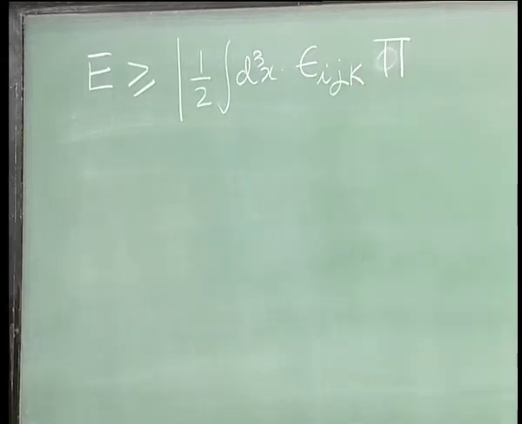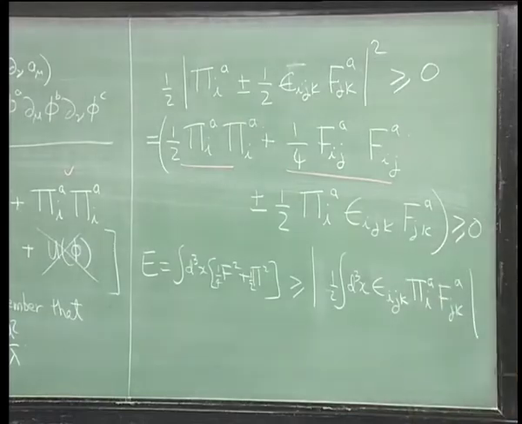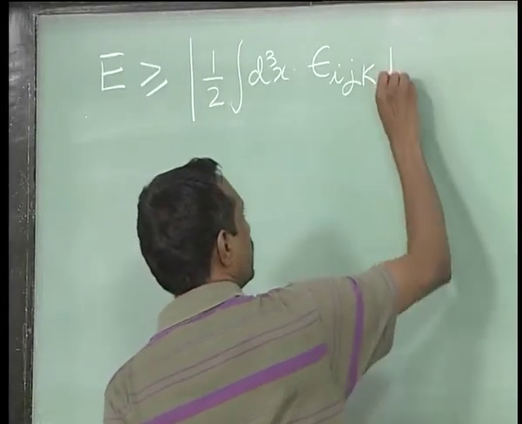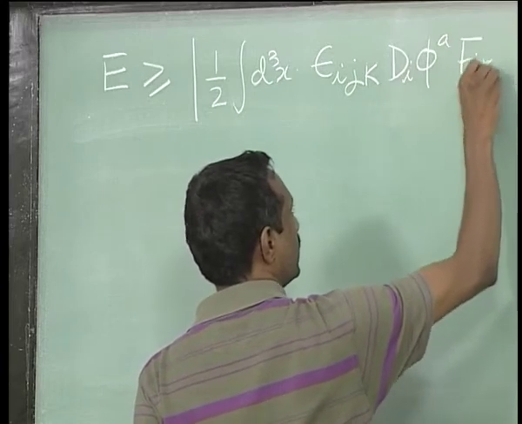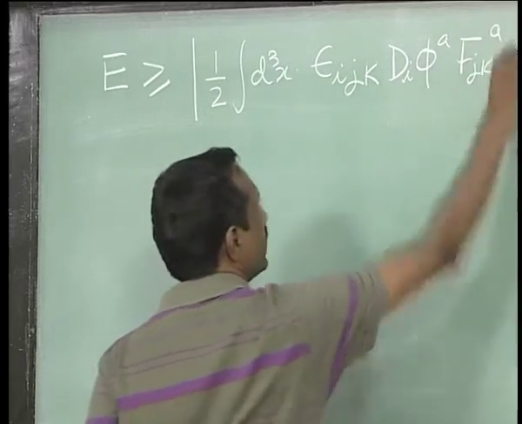Okay. Now, instead of writing it as pi I a, I will write it as d I of phi a f j k of A. So, this is what we get.